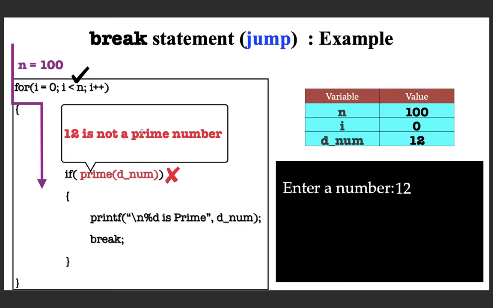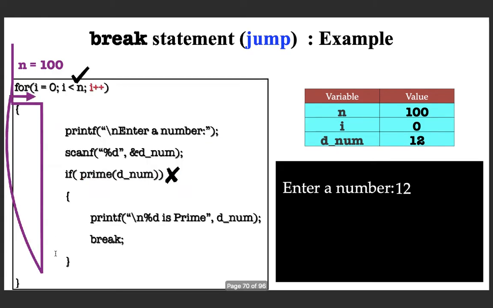Now 12 is not a prime number, so the condition fails. If the condition fails, it proceeds to the next. Nothing is there in the loop, so the control goes back. You know that it comes to the third expression. So I is incrementing to 1. Then condition checking. What is it? The value of I, 1, is less than 100, which is true. Controller is going inside. Again, the message is getting printed.